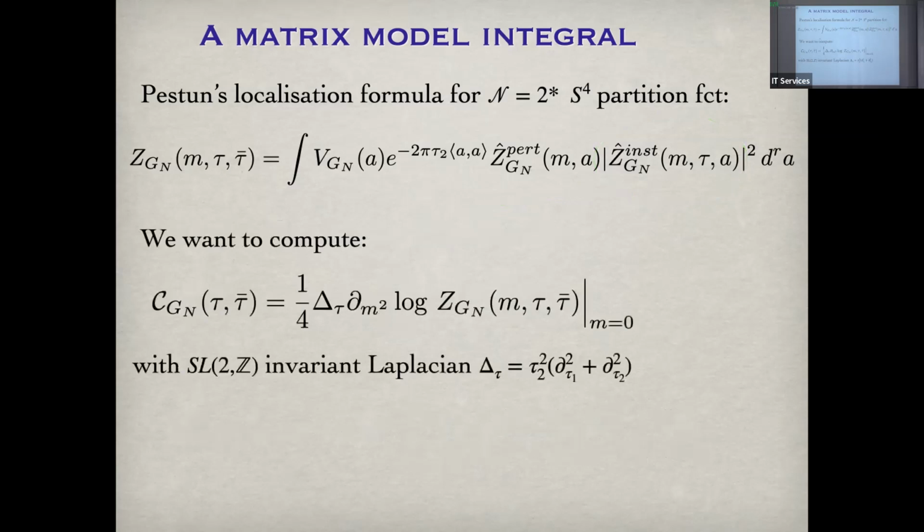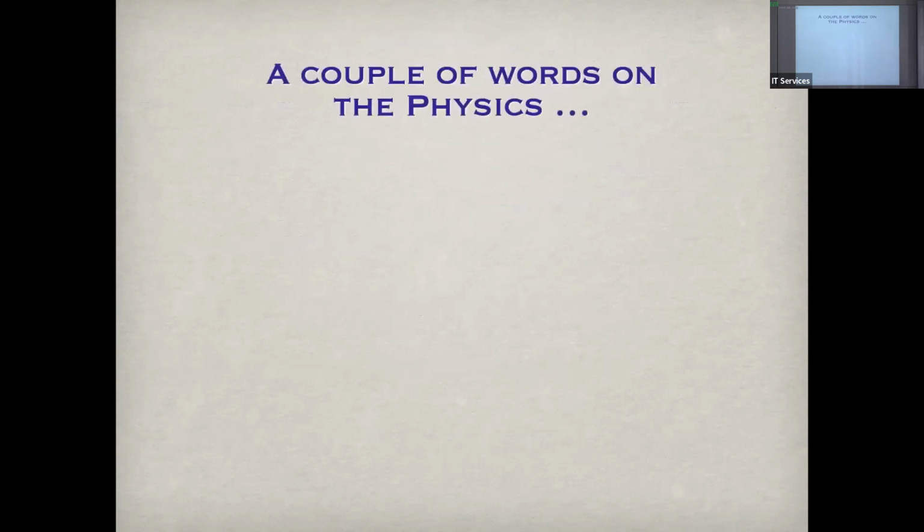So what we want to compute is this particular object. We want to take a Laplacian with respect to tau, two derivatives with respect to this parameter m, of the log of this matrix model. And at the end, we want to set n equal to 0. So this is the quantity that we want to compute. So let me tell you why we want to do it.